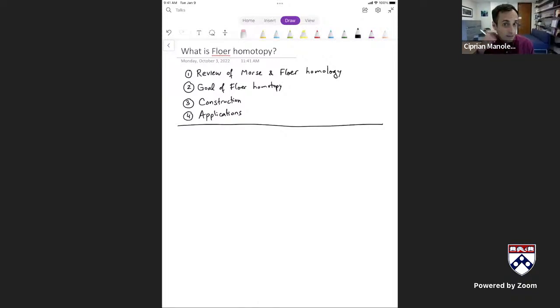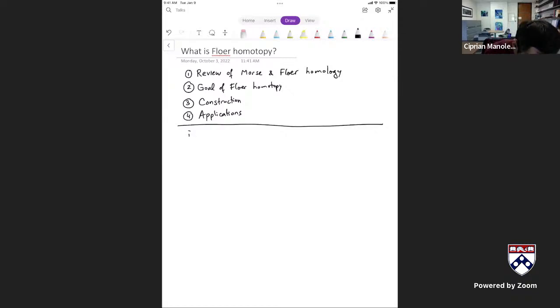I figured I would talk about Floer homotopy, which is the theme of the current MSRI program that I'm organizing with a bunch of other people. And this is the plan of the talk. I will start by reviewing Morse homology and Floer homology, the different versions that we have in symplectic and low-dimensional topology. Then I will explain what we want to do in Floer homotopy. And then I will talk about how it was done, different constructions of that. And then finally, I will mention a few applications.